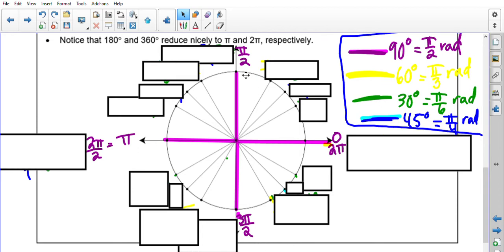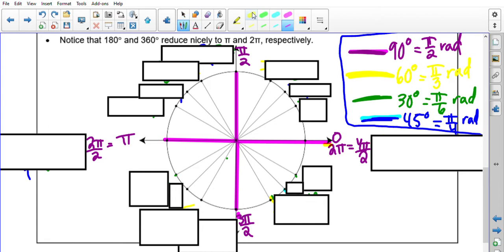So now we've discovered 90 is pi over 2, 270 is 3 pi over 2. And then when we come right back up, that means that's 1, 2, 3, 4 rotations of pi over 2. So that's why we get 4 pi over 2, and obviously we know that reduces to 2 pi. So we're always putting our fractions in lowest terms. All right, so same kind of pattern.